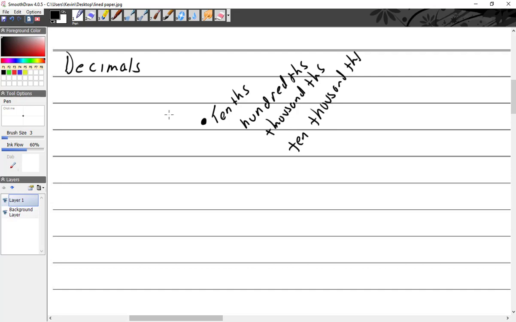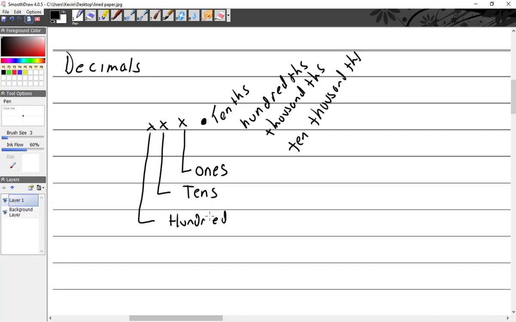Okay, and to the left of the decimal, maybe we can do it this way. This is which place? Ones. Tens. Hundreds. Thousands. 10,000s. What comes after 10,000s? 100,000s. After 100,000s is millions. All right. I'm not going to write all that out for you.